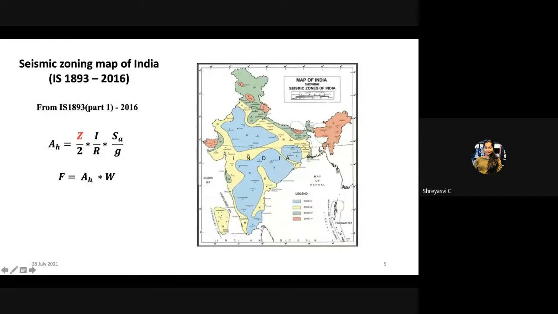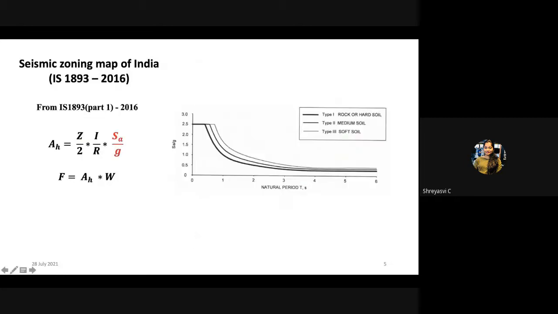I will just brush through it for completeness. So the zone factor, obviously we have a seismic zoning map, which has been provided in our code. And each of these zones has its own Z value, that we take as the zone factor. And similarly, depending upon the importance of the building, whether it is a hospital building or school building, or a residential unit, there is a different value of importance factor.